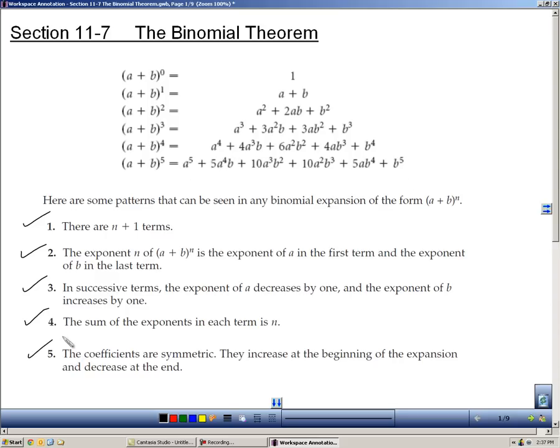And then the last thing to notice is the coefficients are symmetric. There's a pattern here. The coefficients are 1, 5, 10, 10, 5, and 1. If we go to the fourth power, it's 1, 4, 6, 4, and 1. There's a pattern there that is symmetrical.